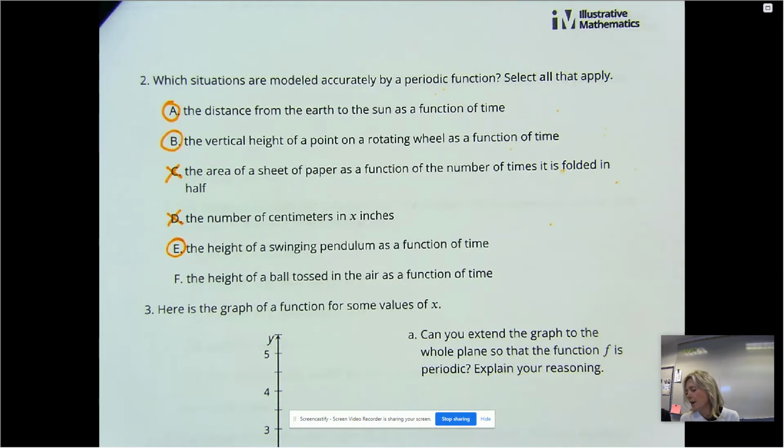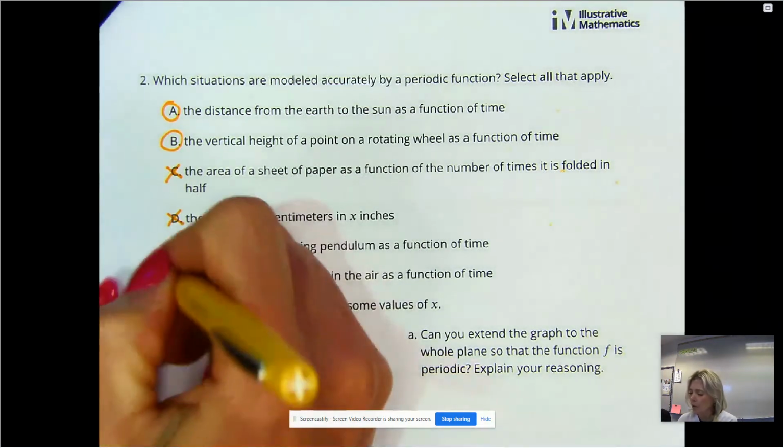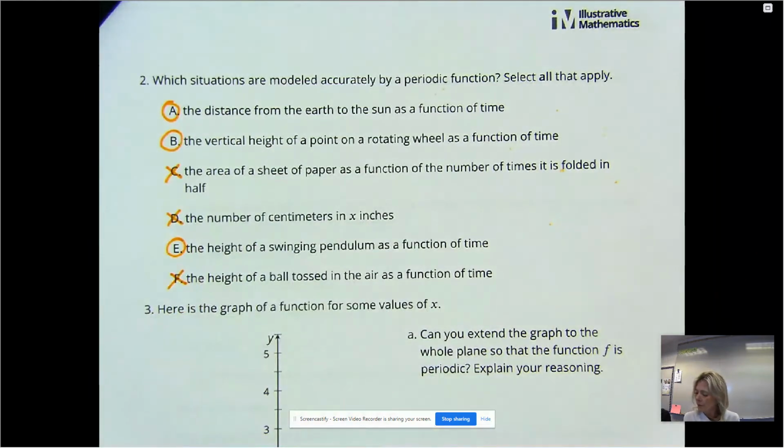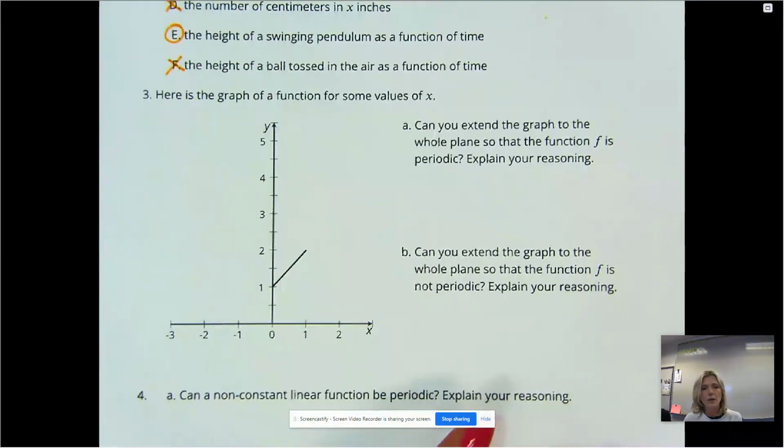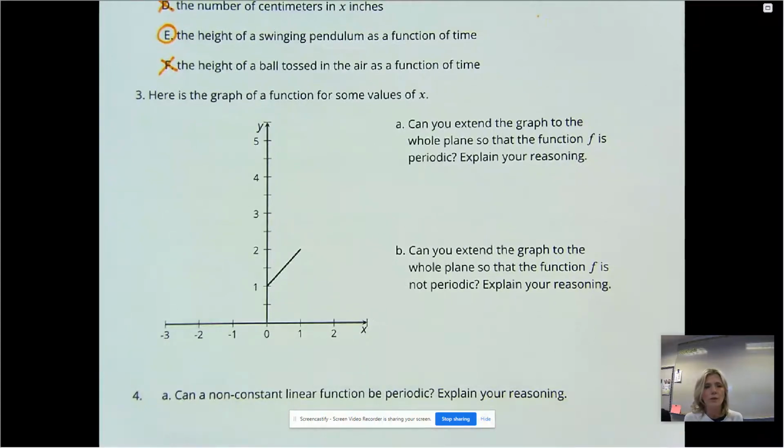And then finally, the height of a ball tossed in the air as a function of time. It looks like it's just being tossed once. It goes up, it comes down, it repeats once. Periodic means it repeats over and over and over. So not just one toss of a ball. So not F.